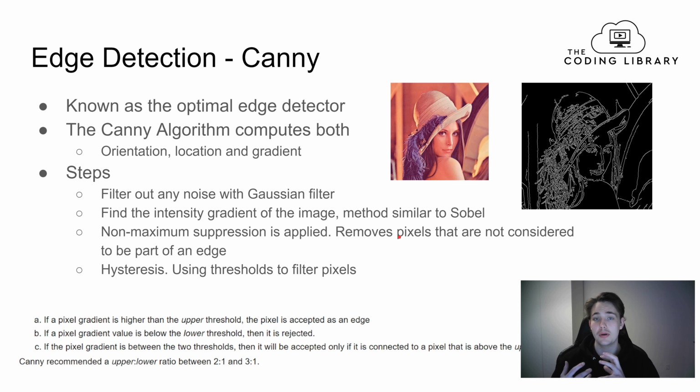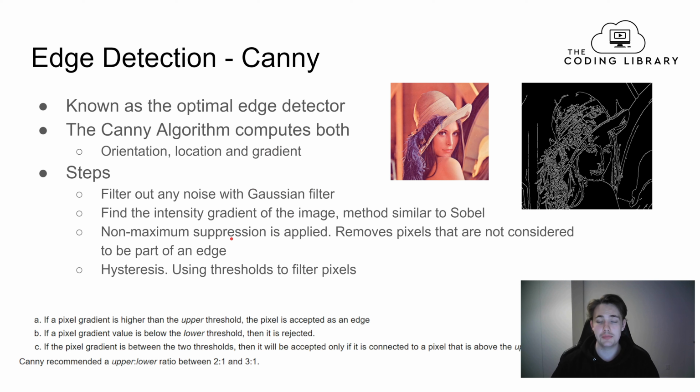So now we're going to talk about the most important one here, which is the Canny edge detector, and also the most used one when we're talking about edge detection and some other algorithms that depend on detecting edges in images before doing other kinds of stuff. It's known as the most optimal edge detection algorithm, and it computes both the orientation and the location of the gradient. So it's calculating the orientation of the gradient and the gradient itself, and then also the location of where this gradient and orientation are.